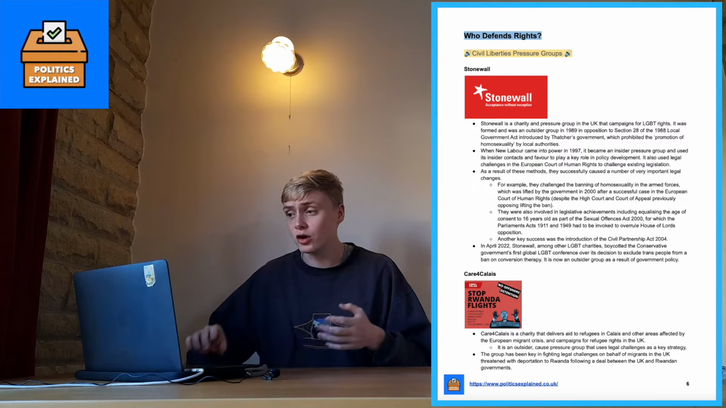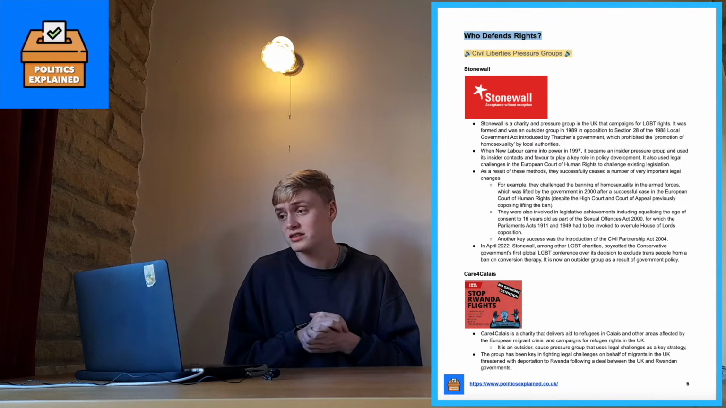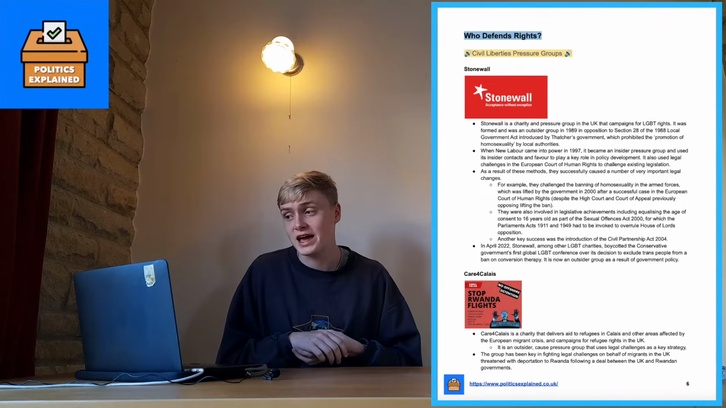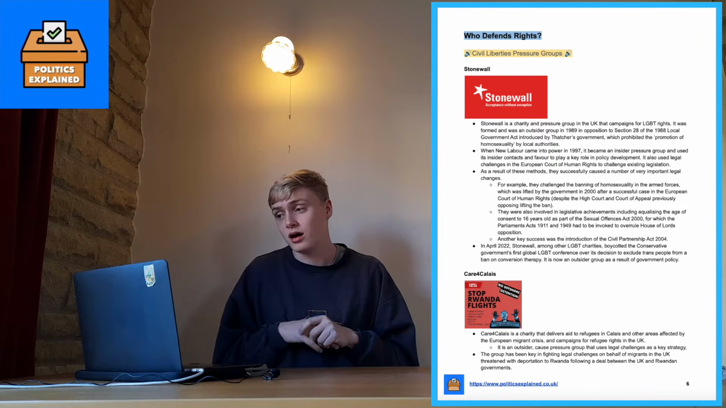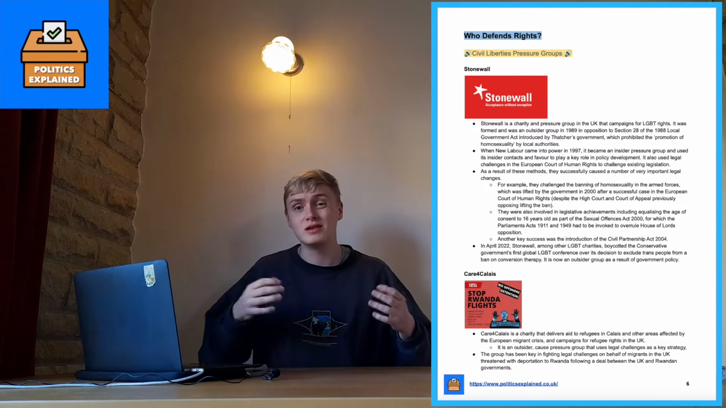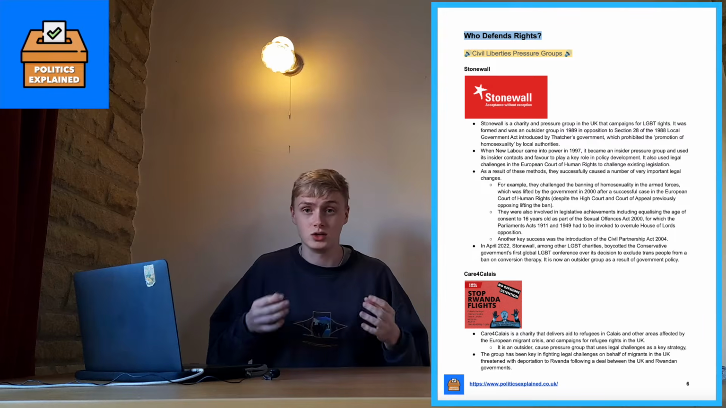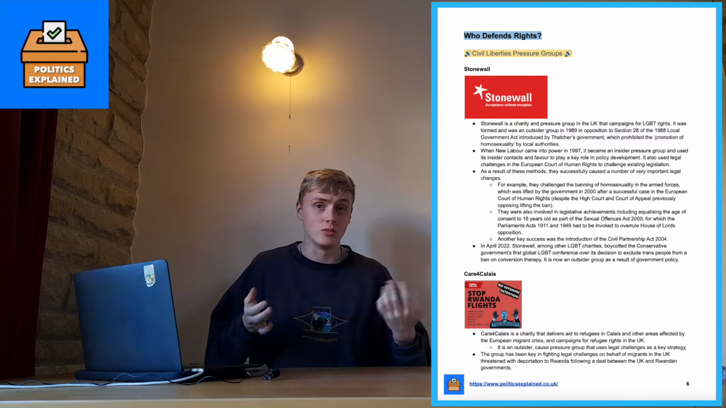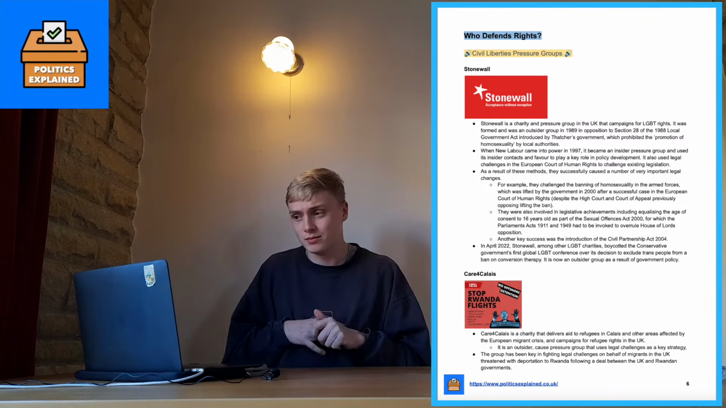So the first one is Stonewall. They're a charity and pressure group in the UK that campaigns for LGBT rights. Formed in 1989 in opposition to Section 28 of the Local Government Act, which was introduced by Thatcher's government and prohibited the promotion of homosexuality by local authorities. An extremely discriminatory law against LGBT people in the UK, and actually quite reminiscent of current very homophobic laws in Russia that talk about kind of homophobic propaganda.